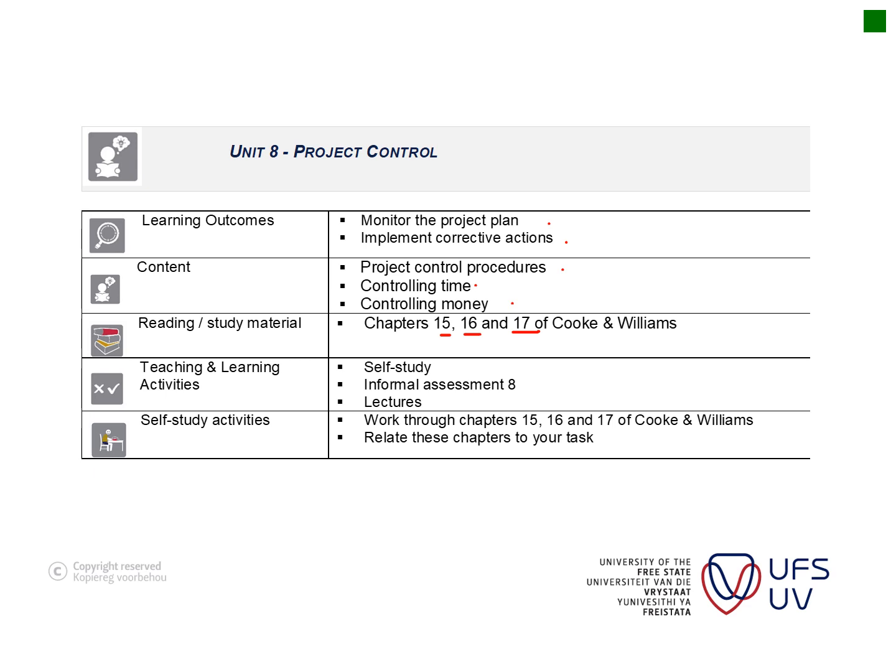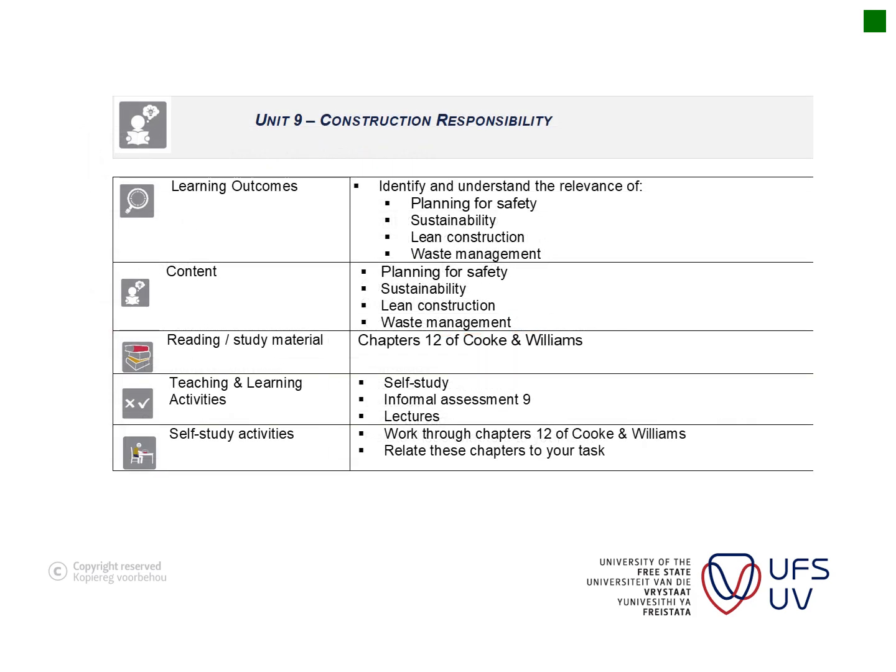Okay, so that's more or less it. So unit 7 and 8 is very important for the exams, and then we get to unit 9, which we dealt with in the previous lecture, which is all about health and safety, sustainability, lean construction, waste management. So these last ones we actually dealt with in chapter 18 quite a bit.